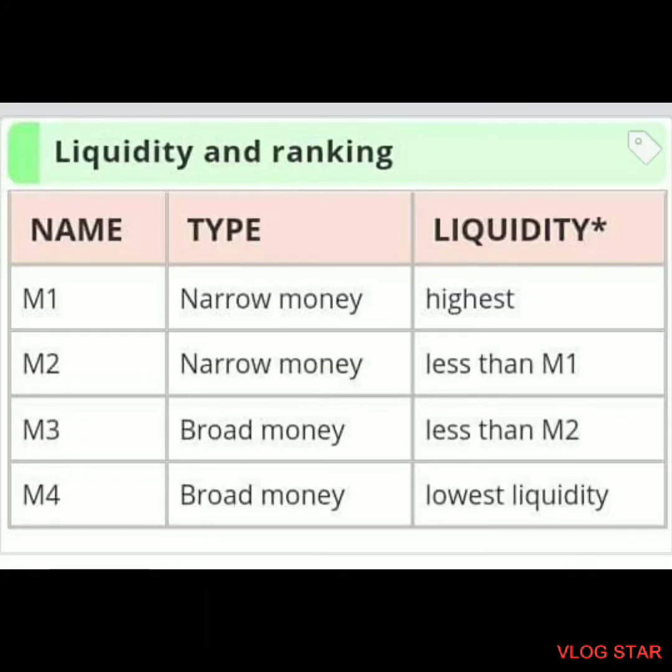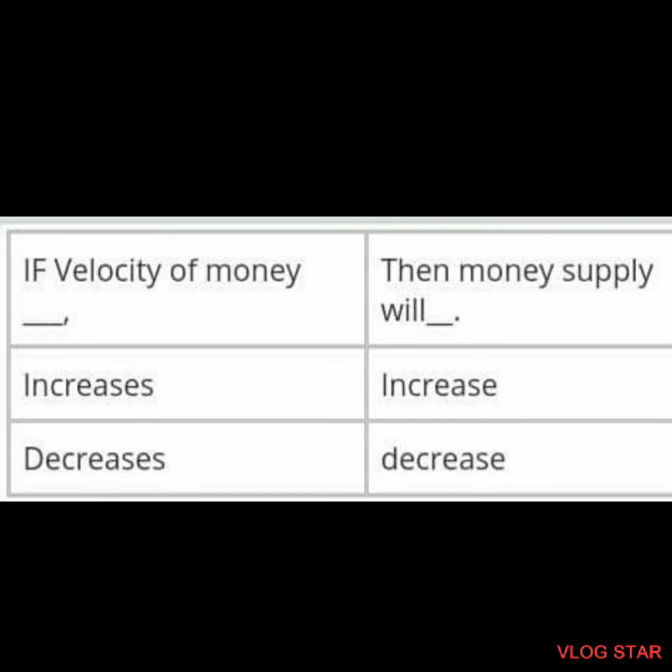Now let's see the liquidity and ranking of M1, M2, M3 and M4. M1 has the highest liquidity and M4 has the lowest liquidity. M2 has less than M1 liquidity, M3 has less than M2 liquidity, M4 has the lowest liquidity. If velocity of money increases, then money supply will also increase. If velocity of money decreases, then money supply will also decrease.